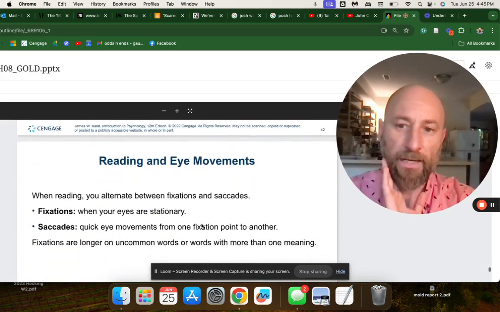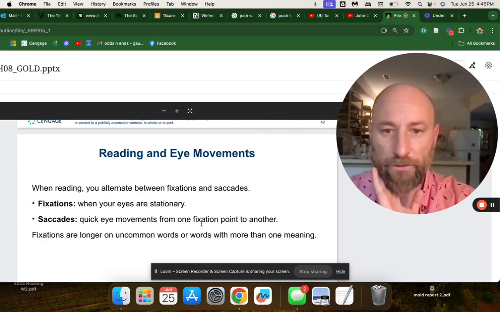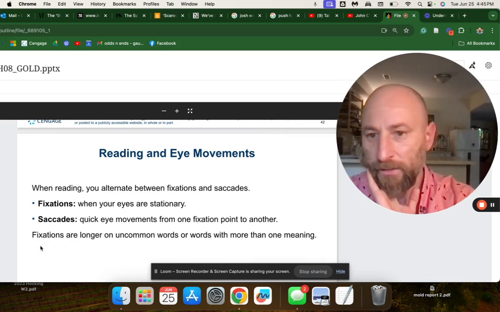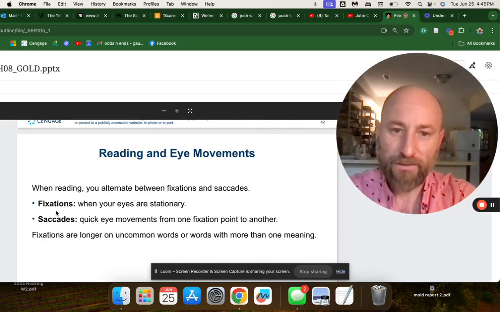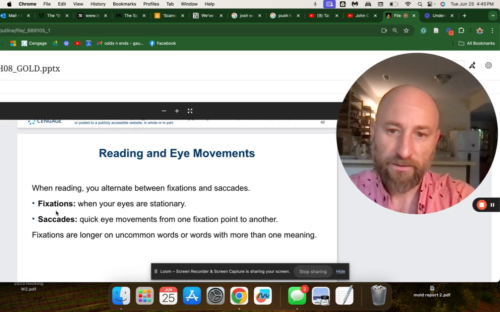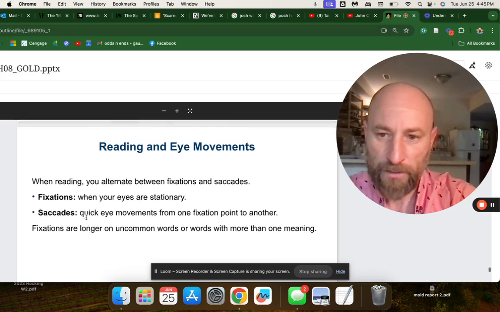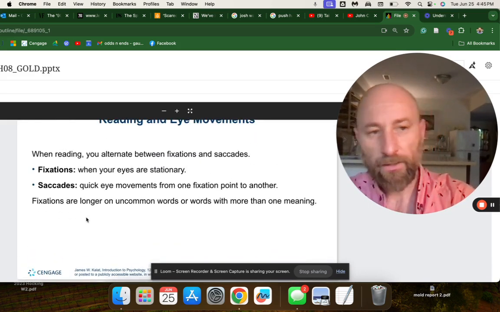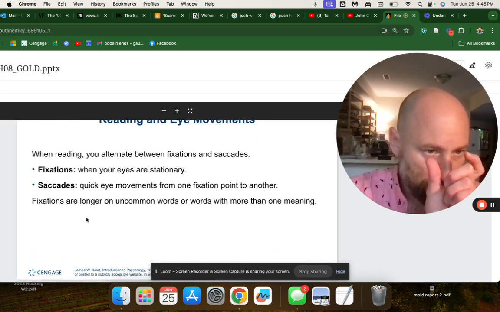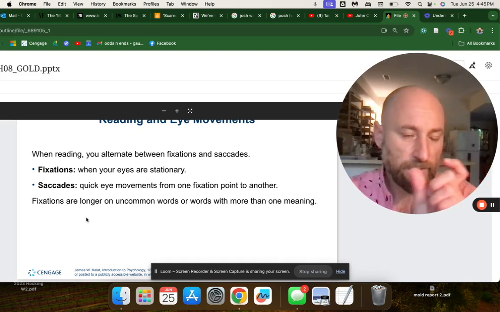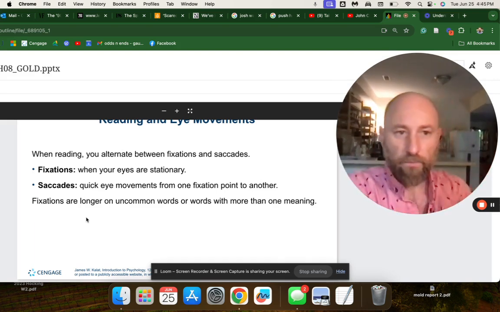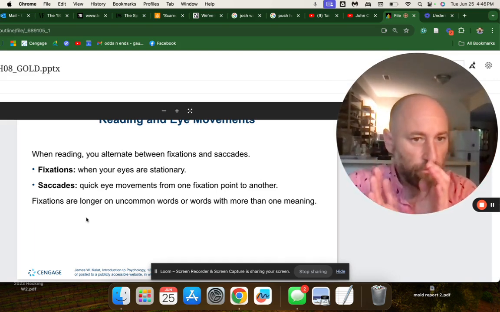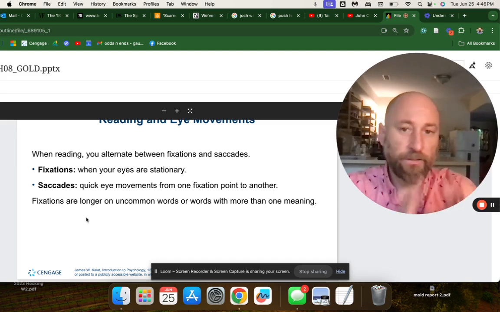Okay, reading and eye movements. When reading, you alternate between fixations and saccades. Fixations are when your eyes are stationary. Saccades are quick eye movements from one fixation point to another. Fixations are longer on uncommon words and words with more than one meaning. So when we're reading, we're trying to comprehend the meaning of an individual word, but we also need the context. So we're sort of scanning ahead and back. We're moving back and forth, but we're also focusing on important points in the various sentences we're reading.